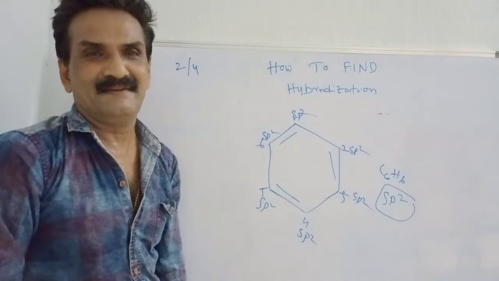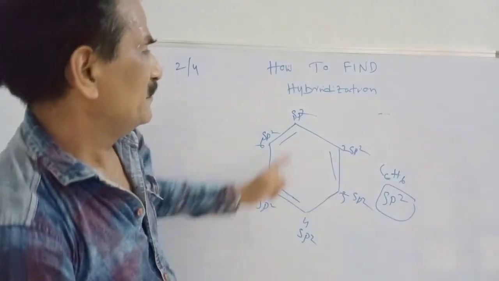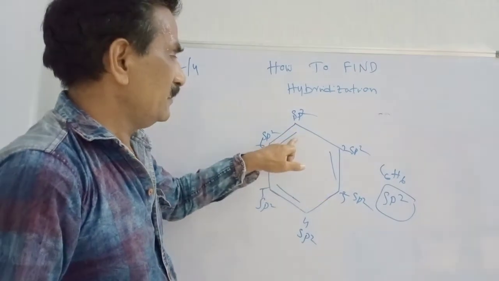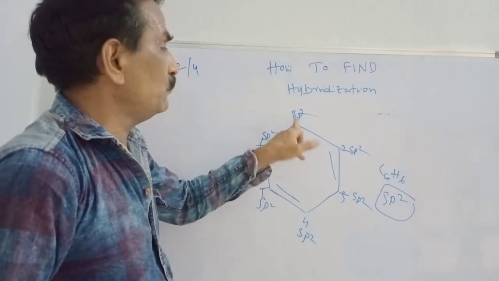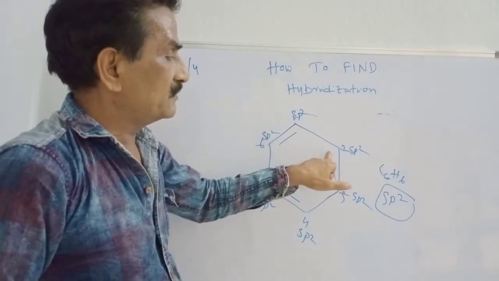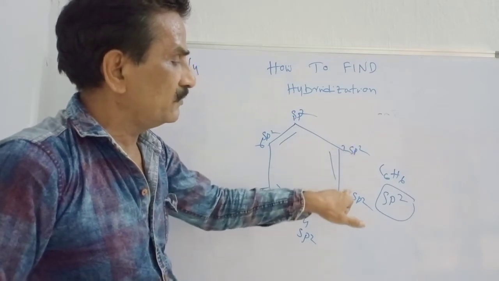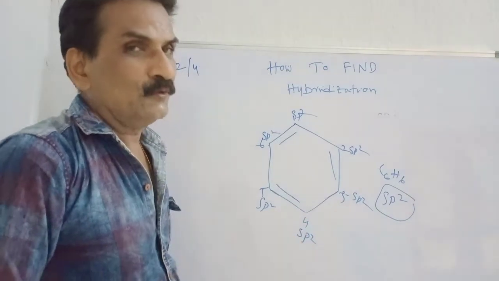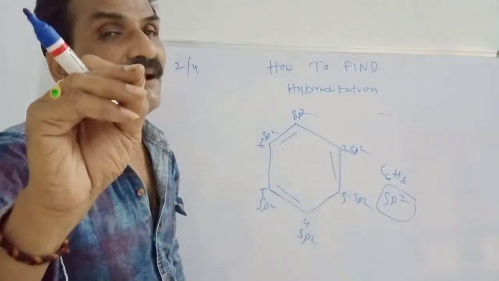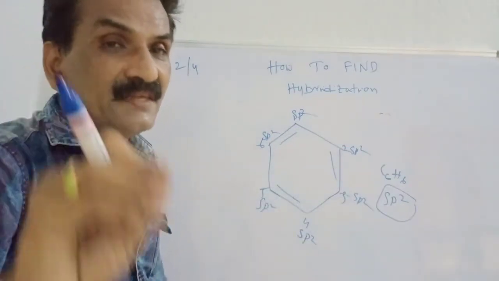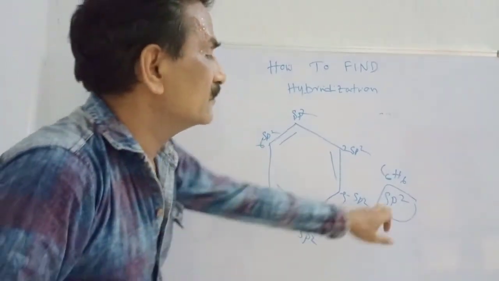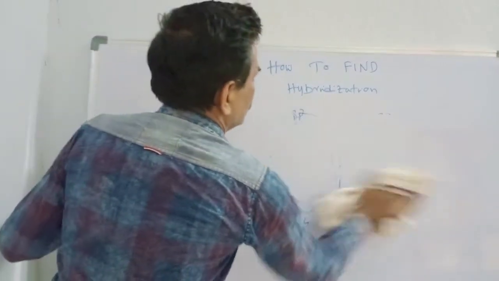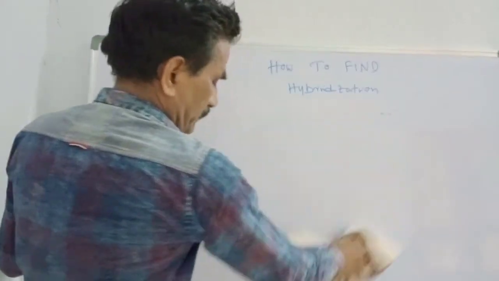Kindly keep it in mind. In benzene, 3 double bonds are there. One double bond applies to this carbon and this carbon, another to the next pair, and another to the last pair. So each and every carbon in benzene undergoes sp2 hybridization. Okay. No problem.